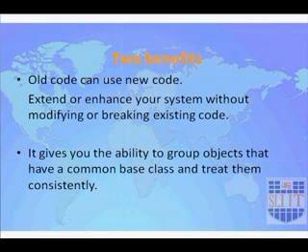Polymorphism provides at least two benefits. The first benefit is that old code can use new code. This is arguably the biggest benefit of object-oriented programming because it allows you to extend or enhance your system without modifying or breaking existing code. Secondly, it gives you the ability to group objects that have a common base class and treat them consistently.